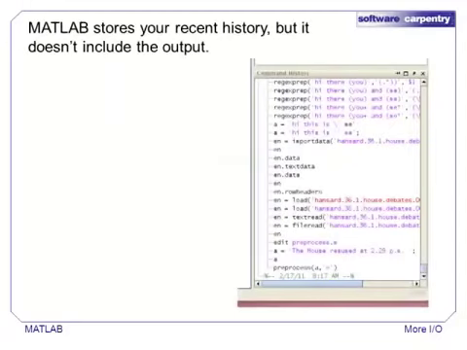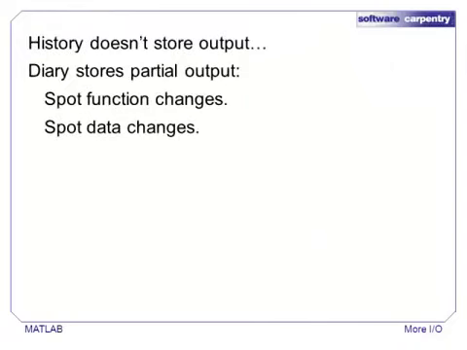MATLAB always tracks the history of commands that were run from the standard prompt. These can be accessed from the history screen or by typing the up key in the prompt. History gets us halfway there. It stores what commands we ran, but it does not store a transcript of the actual output. Using diary, we can find changes to output that might be caused by changes to functions or data files.